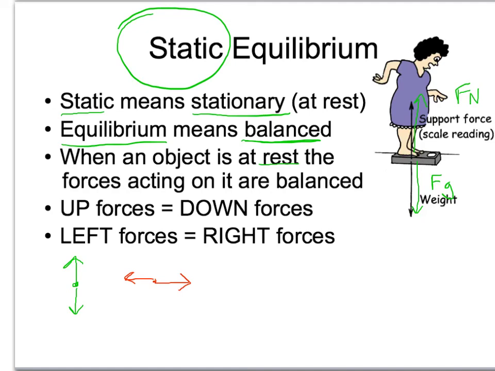Unfortunately, the book does not have a single section on static equilibrium. It's kind of spread all throughout. So I didn't give you a really good reading on that. But these are the key points. And the most important thing is that the up forces equal the down forces, the left forces equal the right forces. So forces total to 0 in both x and y. Right, that's it. Make sure you know all those things. And there are examples in the next video.